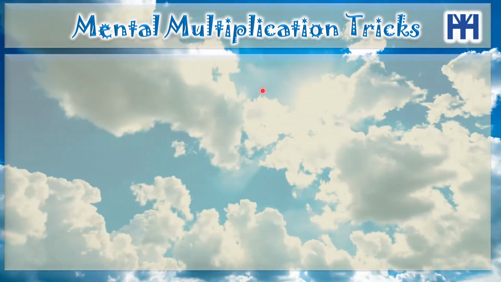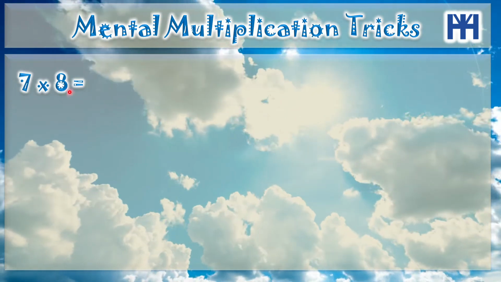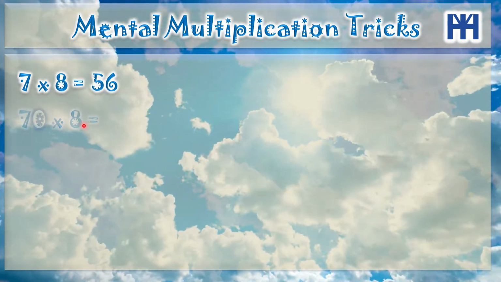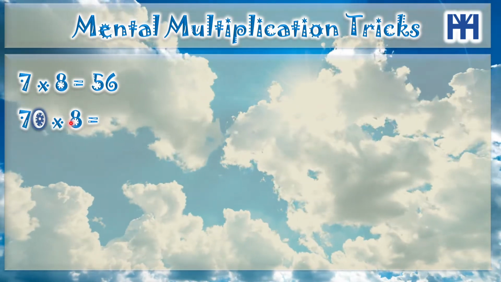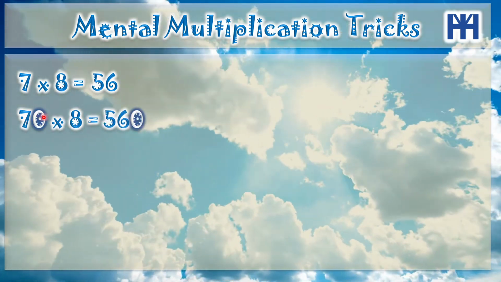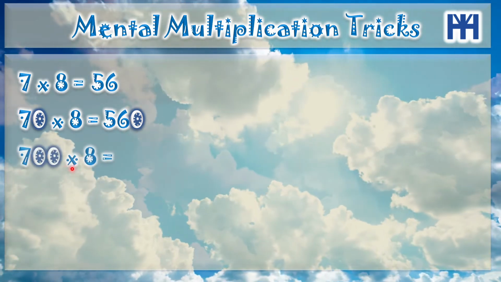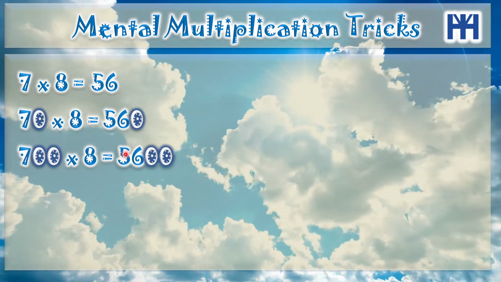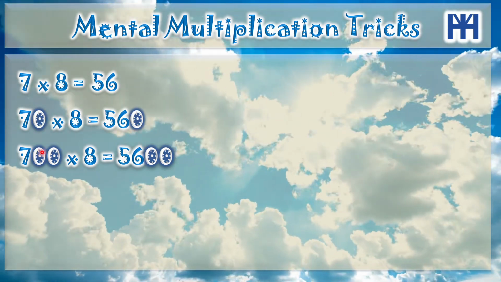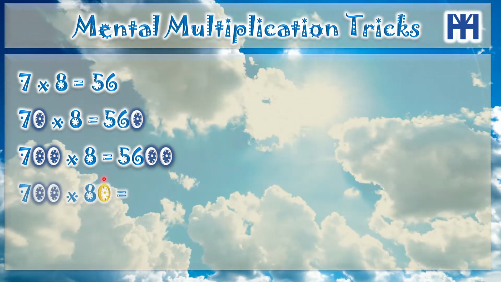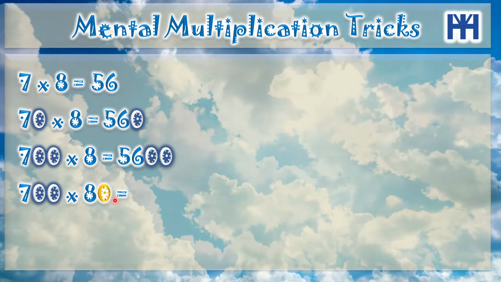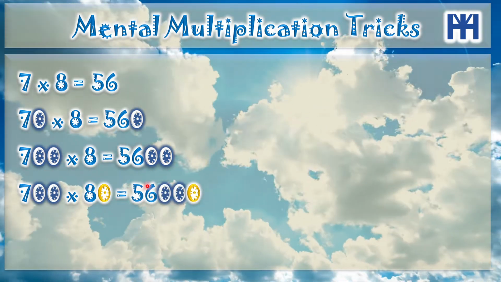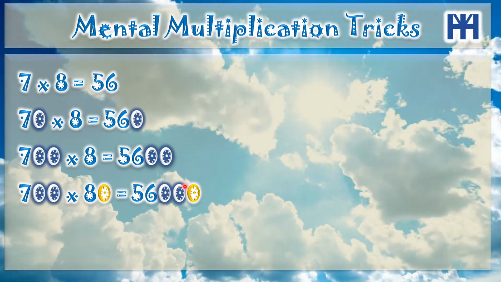Okay, here's the mental math multiplication trick. Now if we have 7 times 8, it's 56, okay? But 70 times 8 is the same, 56, but add the 0 of the 70 here. Okay, 700 times 8 is 5,600. Add these 2 zeros after the 56. Okay, 700 times 80, the same, 56. 7 times 8, add the 2 zeros of the 7, and add the 0 beside the 8 here.